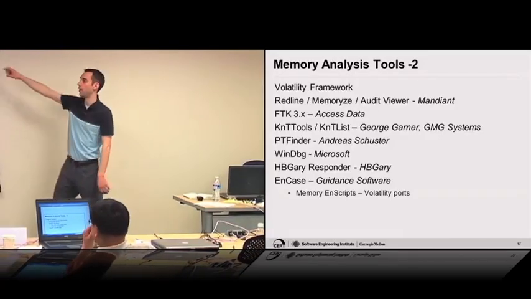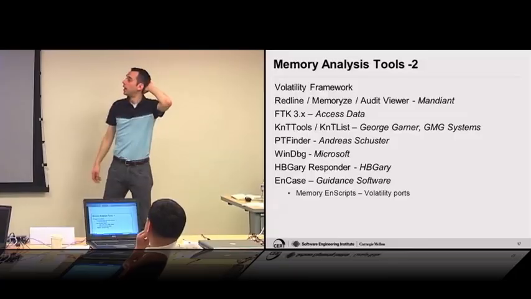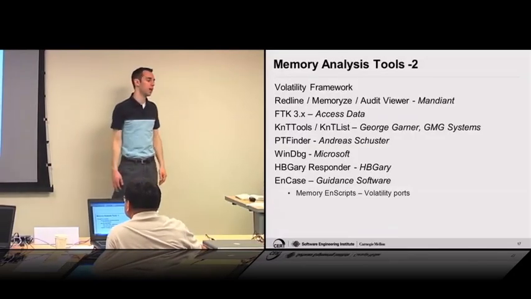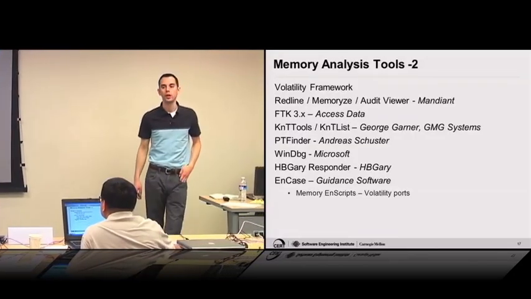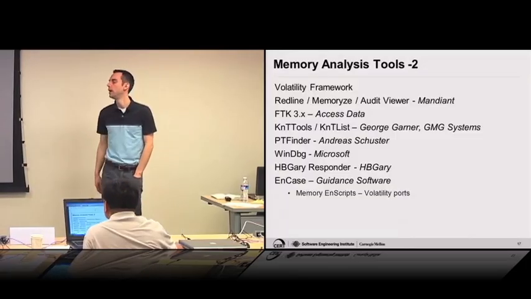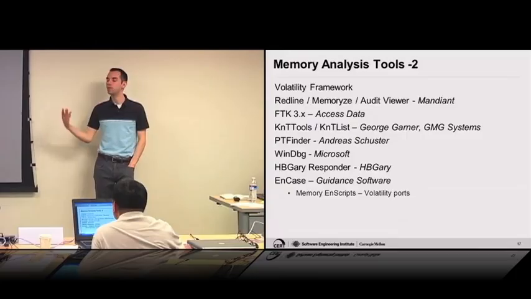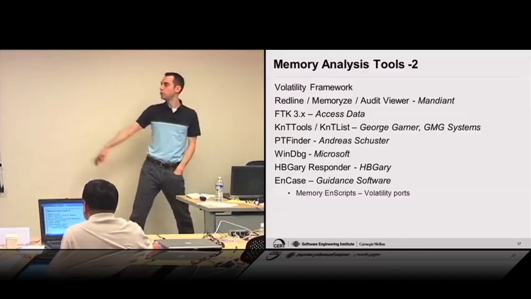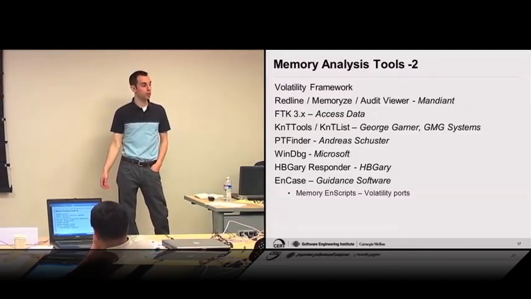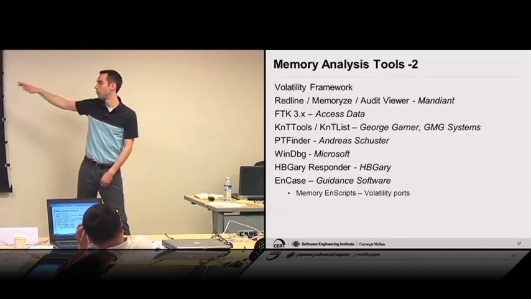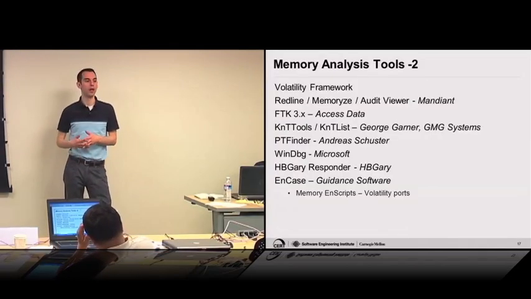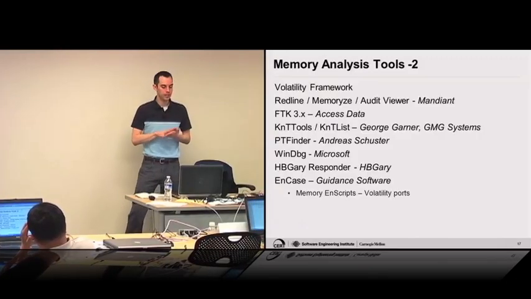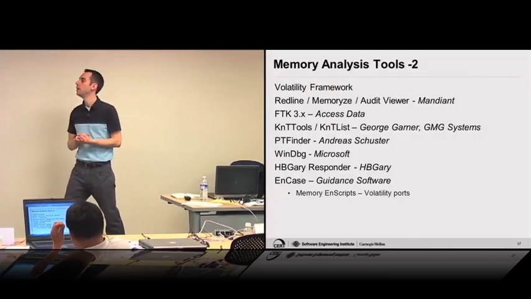Some of the analysis tools that are out there, we're going to focus on Volatility at the top, but we're also going to talk about Mandiant's Redline. But there are other ones out there. FTK has the capability of doing memory analysis. There's now FTK4. These slides are a little bit old. That came out recently, so I have no experience with it. It's okay at doing memory analysis, so I encourage you to give that a shot. KNT Tools and KNT List are from George Gardner, who also developed KNT DD. Those are paid tools, but they work really well. He's done a really good job of interpreting structures. There's PT Finder, a pool finder developed by Andreas Schuster.